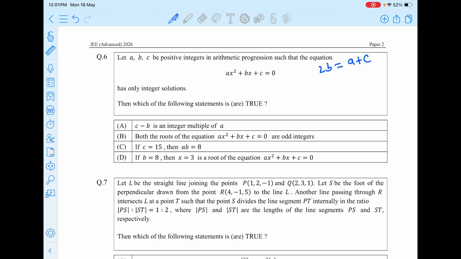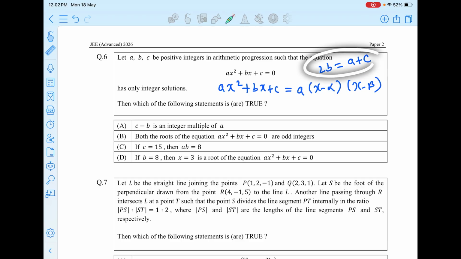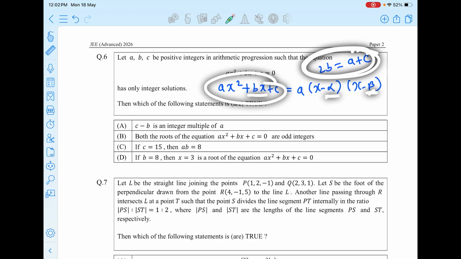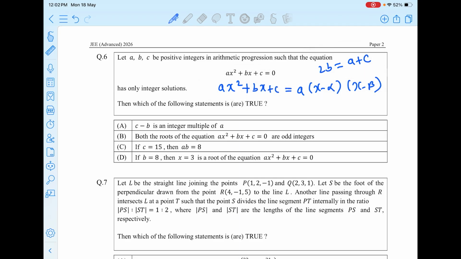Okay, and now you can see that any quadratic I can write as a times (x minus alpha) into (x minus beta), because the leading coefficient is a. Now I have to use this relation. Alpha and beta should also be integers. I have to use this relation. So that means, how to make it 2b here? To make it 2b, in place of x I will replace minus 2.